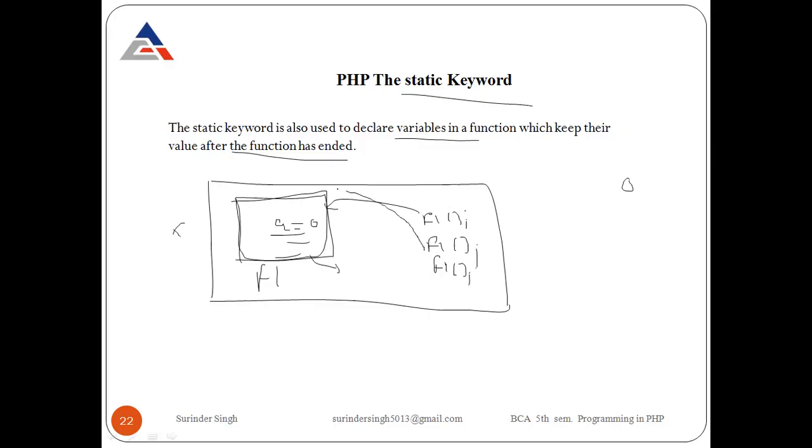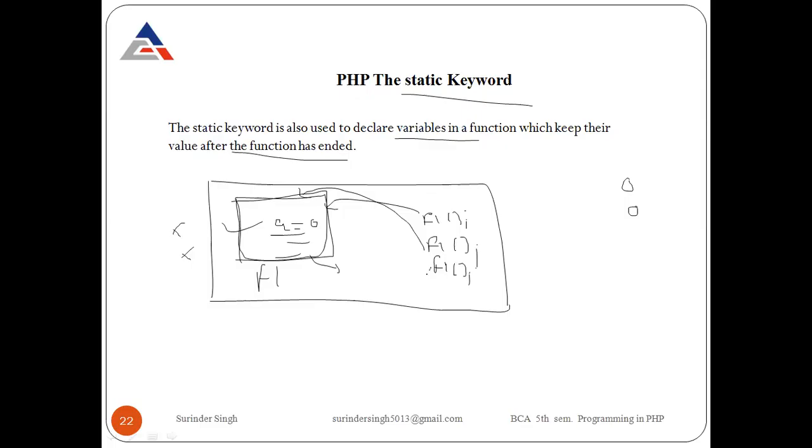Then when we call it a second time, a will get storage in memory. A new a will be created and assigned the value 0, and when we print it, it will print 0. When control exits from this function f1, a will be removed from the memory. Clear?